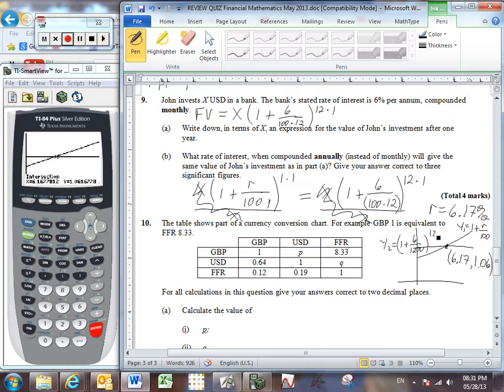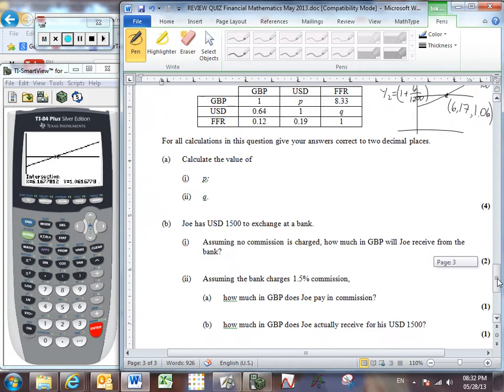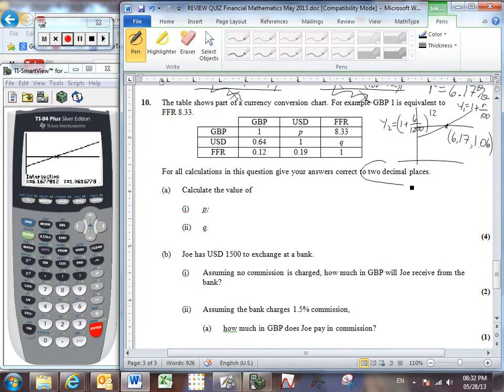Number 10, last question. You'll notice that we need to leave our answer to 2 decimal places. Good practice to circle that information so you don't forget. So we need to calculate the value of P. Well, we know that there's 0.64 US dollars. Let me just think about what this is saying. Sorry, 0.64 British pounds equals 1 US dollar. So 0.64 British pounds is equivalent to 1 US dollar.